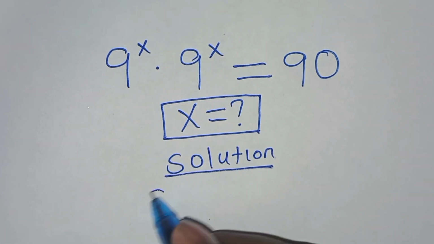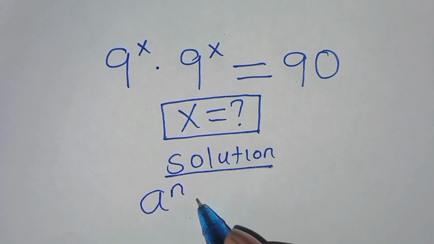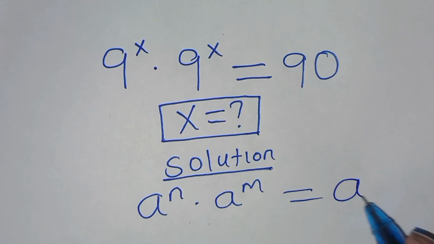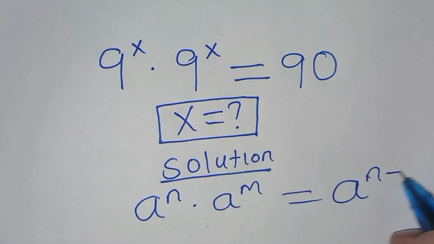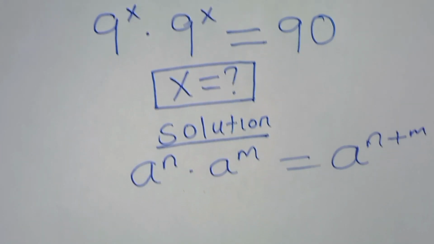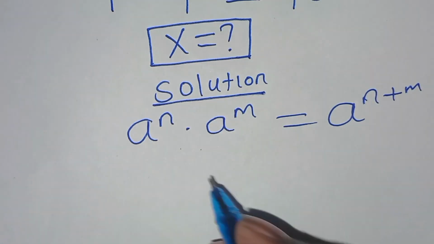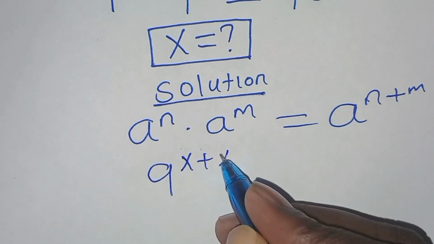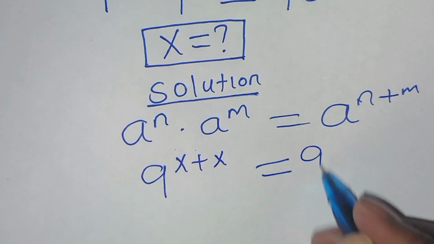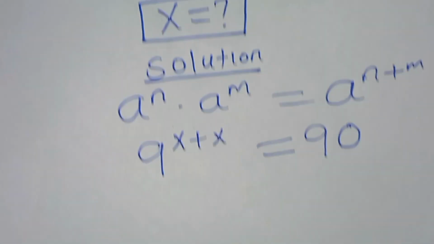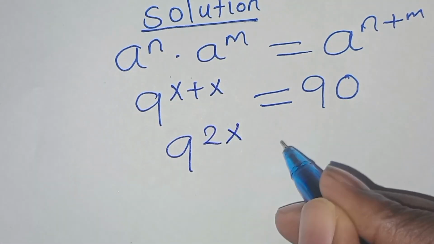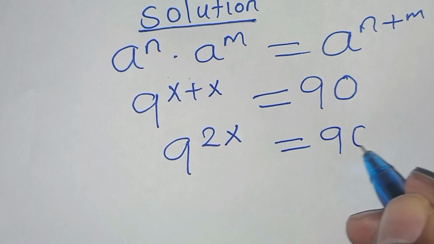Now, this exponential equation is in the form of a to the power n times a to the power m, which we can express as a to the power n plus m. Applying this exponent property, then here we have 9 to the power x plus x. This is equal to 90. So this implies that we have 9 to the power 2x. This is equal to 90.